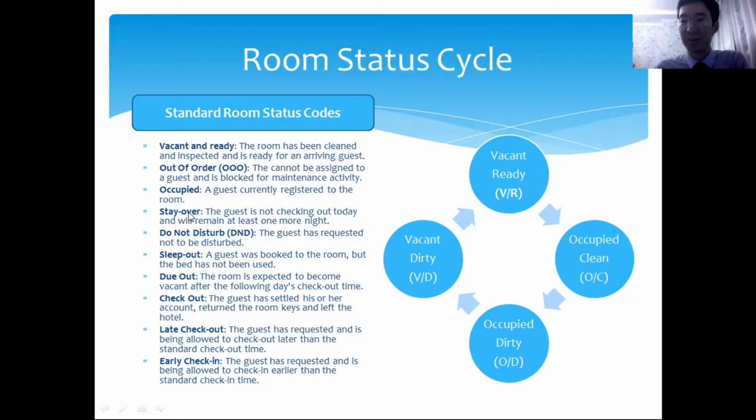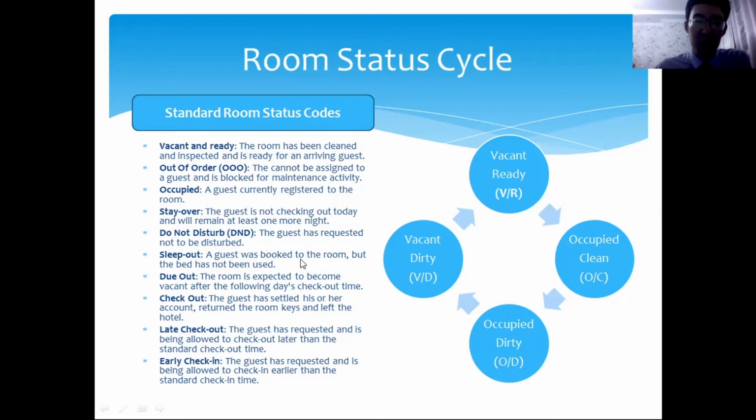Stay over is basically the word we use to name a person who already occupies the room. For example, at the beginning we have the person who just checked in, and then until the time he or she is going to leave, we call that guest a stay over. Do not disturb is the sign that the guest does not want the room to be cleaned. So basically that means that the room is occupied but dirty. As soon as there is no do not disturb sign, the room should be cleaned.